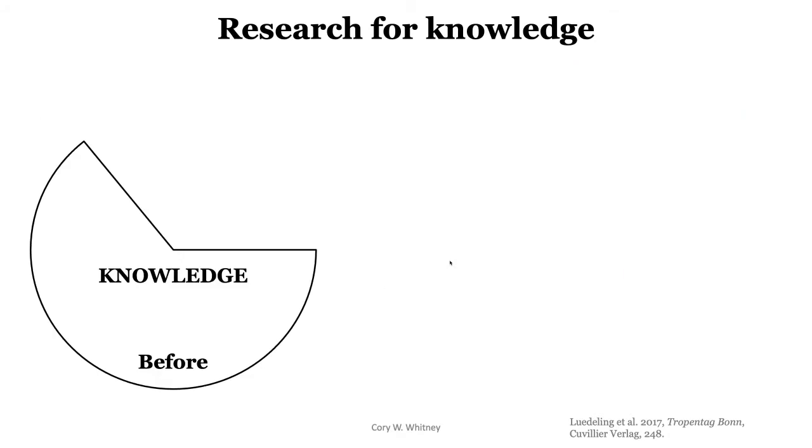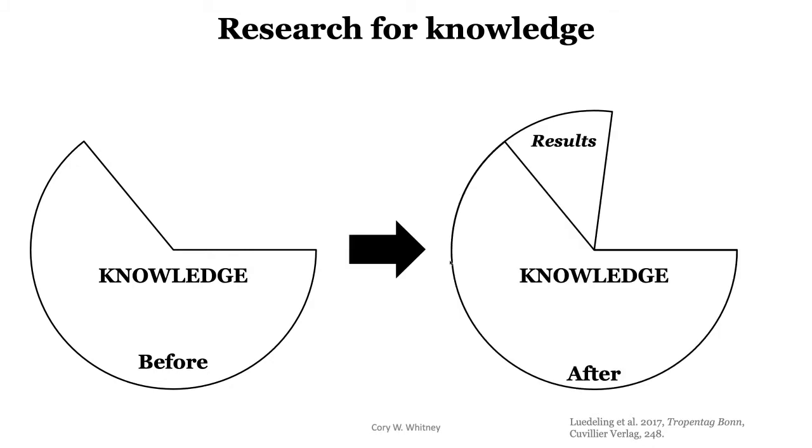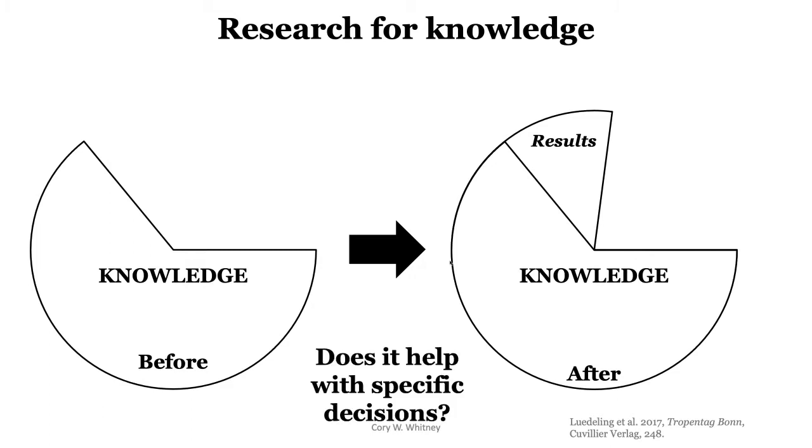In the process of generating research with the aim of creating more knowledge, we generally do this. And this is the typical process, at least for how we think about doing research for agricultural development. We often see the total body of knowledge before our research takes place. And then when our research is done, the results are added to this body of knowledge, thus increasing the total body of knowledge after the research process. This is the typical approach, but the question is, does it really help with specific decisions? Does it help with agricultural development decisions?